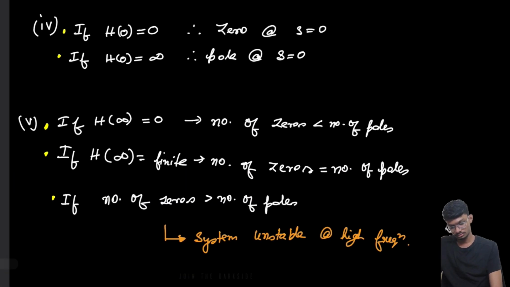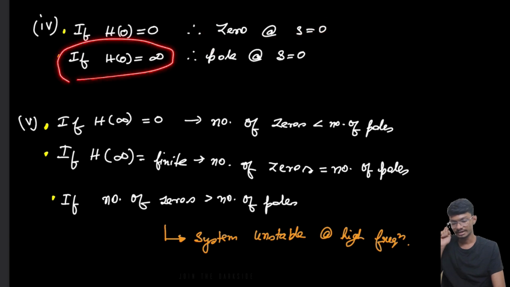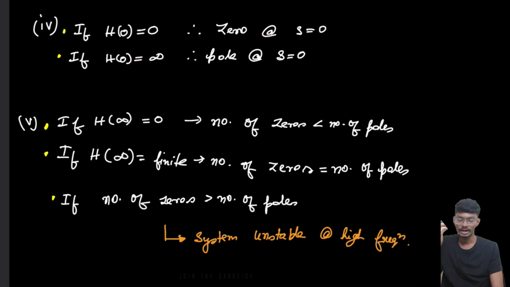Now next, what this says, as I told you earlier, is that if h of 0 is 0, then there is a 0 at s equals 0. If h of 0 is infinity, then there is a pole at s equals 0. I will tell you what a 0 is and what a pole is later.